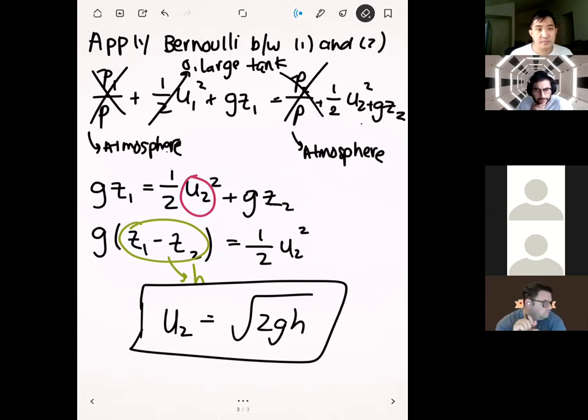So atmospheric pressure is technically 0 and not just 1 atmosphere? It is actually 1 atmosphere, but because the atmosphere is all around us, just for calculations we assume that atmospheric pressure is 0. Okay.